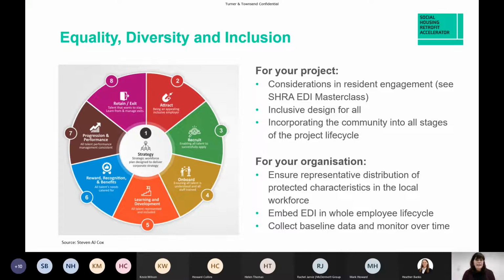And within your organisation, you need that representative distribution of protected characteristics. Very jargony, but I'm sure you've all had training in this area, where you just need to make sure that you're trying to employ as diverse a range of people as you can. And again, you embed EDI into your organisation and programming, and make sure you collect that baseline data.